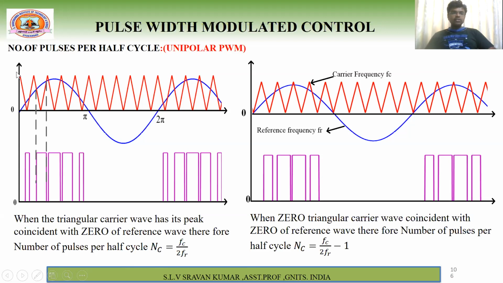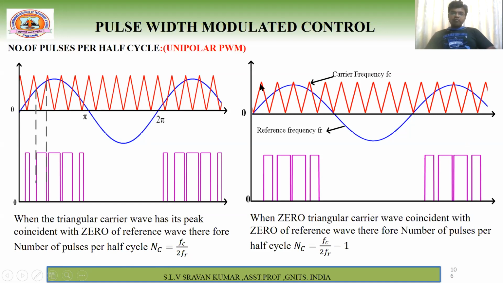Here the triangular wave starting point is at peak. So this one is a frequently asked question for 1 mark. When the triangular wave has its peak coincident with a zero reference, whenever this peak value is coincident with zero reference, then the number of pulses per half cycle is NC equal to FC by PFR. FC is the carrier frequency of the triangular wave, FR is the reference frequency, right? So that is the thing.